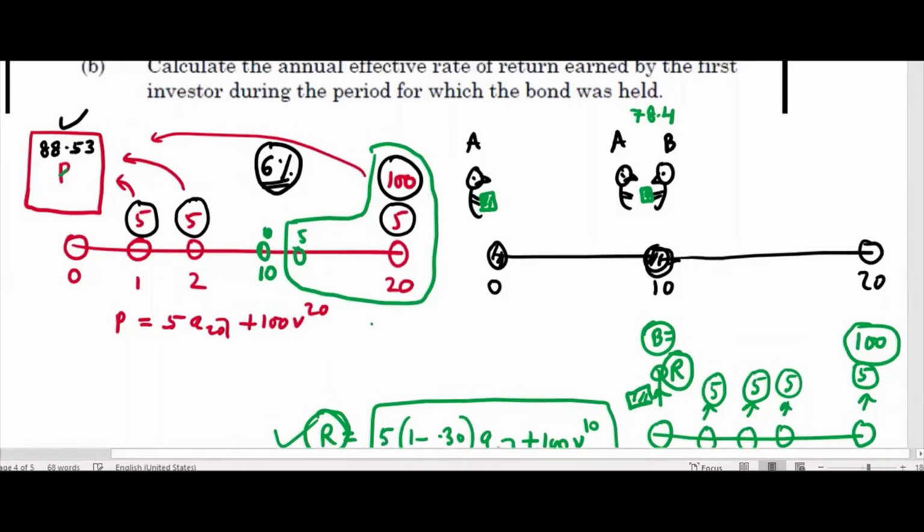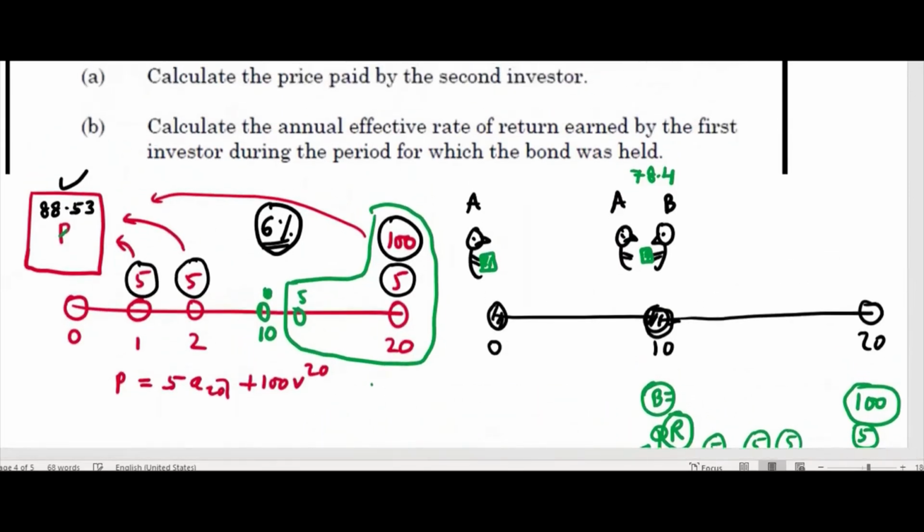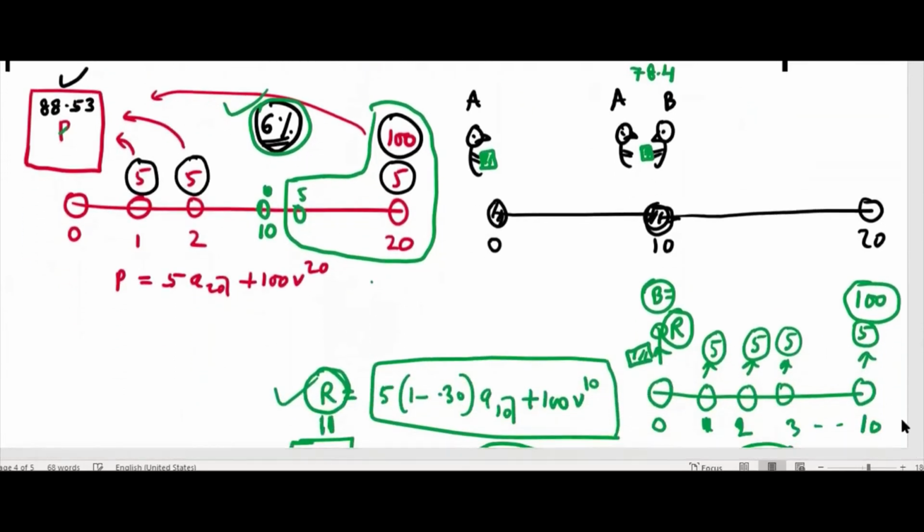Now the question says, calculate the annual effective rate of return earned by the first investor during the period for which the bond was held. You need not worry about this, because some ask me, it's already given, yield 6%. Why are they asking once again? This is the yield for 20 years. But now that he sold, you have to find it for these 10 years, because at 10 years he sold it.